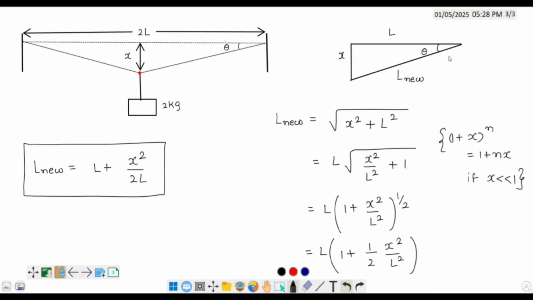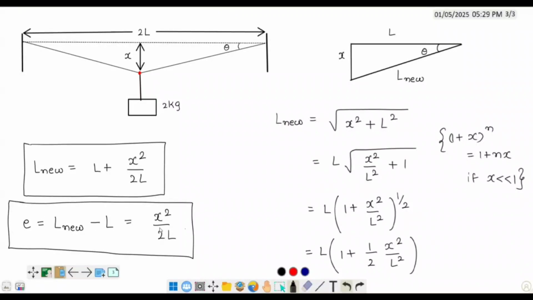Then what is the elongation? This rope, whatever rope that we are seeing here, is under tension. Because of this, it elongated. So elongation is simply L new minus the original length of the rope, L. Before putting this mass, the original length of the rope was L. So L new minus L, if I do it, we'll get x square by 2L. So the elongation in this rope is x square by 2L.